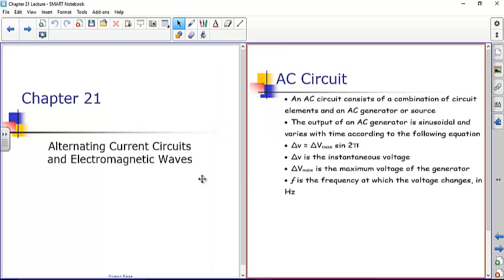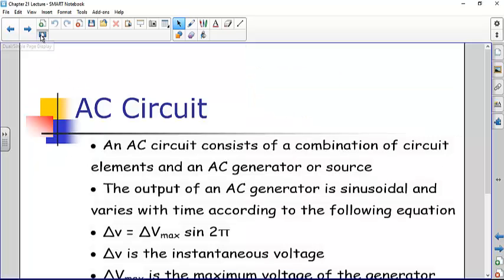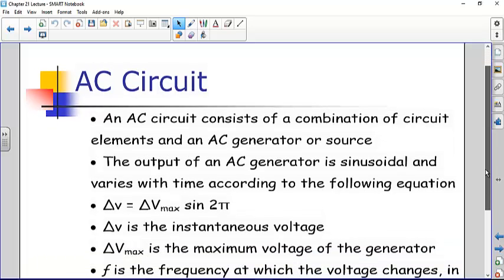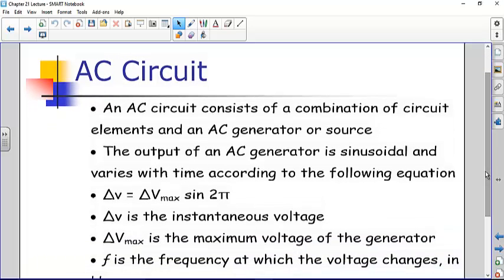So let's talk about AC circuits first. We'll spend about 10 minutes on this. An AC circuit consists of a combination of circuit elements, meaning resistors, capacitors, and inductors, and some source of AC power. So instead of having 0 or 5 volts, we're going to have a voltage that varies between 0 and some maximum, and then back through 0 to some minimum, like we just saw in the AC generator.